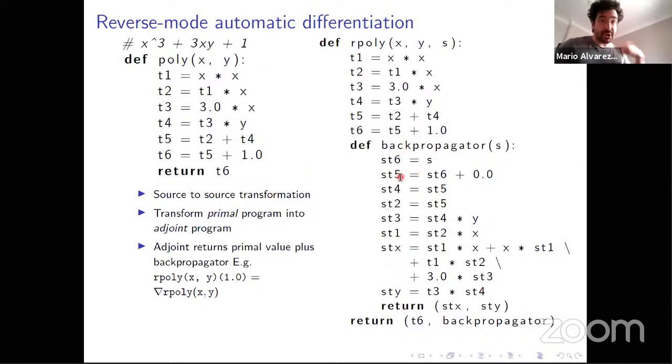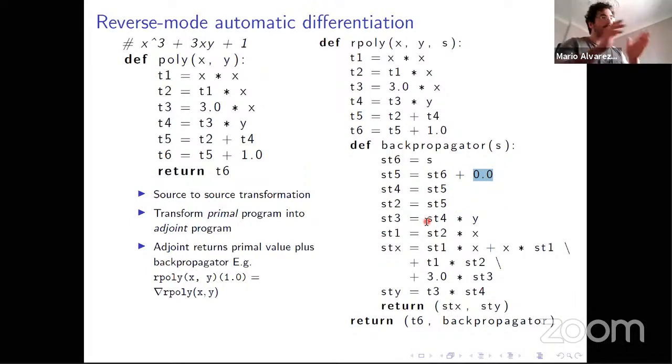st5 is the partial derivative of the output with respect to t5. And because the output is t5 plus 1, the partial derivative of that with respect to t5 is just the partial derivative of the output with respect to itself plus 0, because the partial derivative of anything with respect to the constant 1 is just 0, and so on.